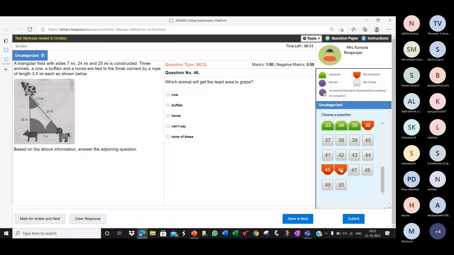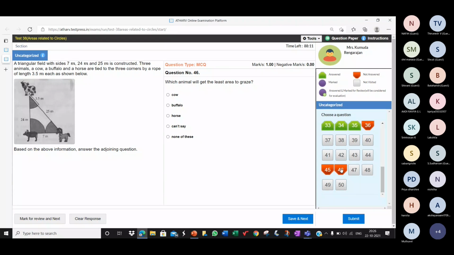A triangular field with sides 7 meters, 24 meters, and 25 meters is constructed. 3 animals, a cow, a buffalo, and a horse, are tied to the 3 corners by a rope of length 3.5 meters each, as shown below. Which animal will get the least area to graze? You must justify.